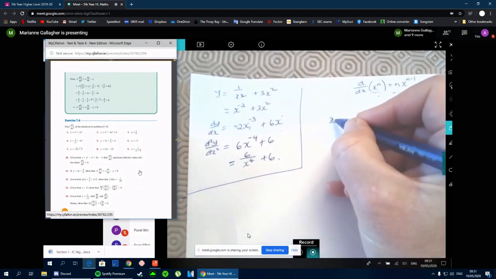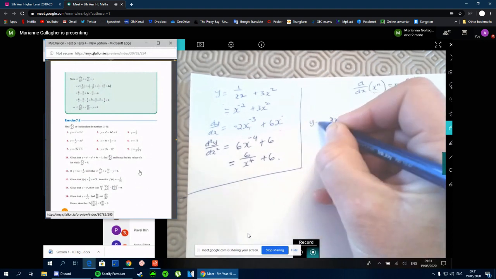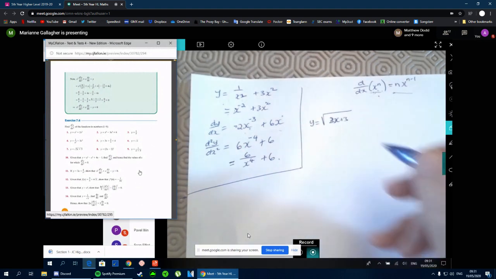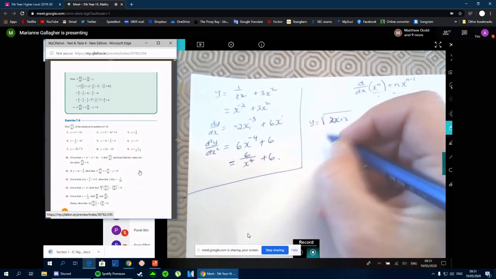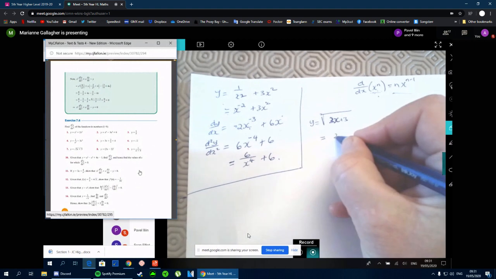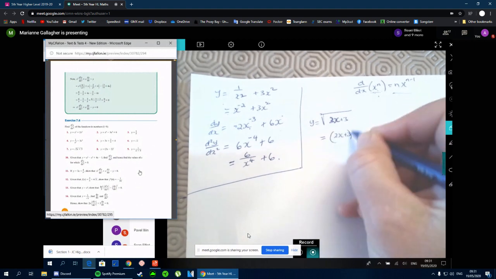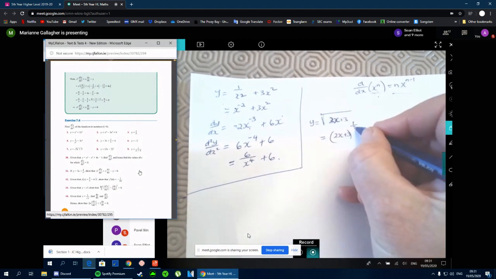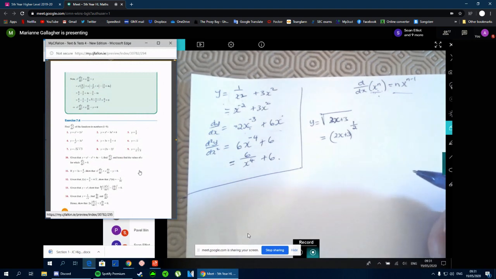Question 7, y is the square root of 2x plus 3. Again, to write it as a power, square root means there's a little 2 in there that we never bother writing. So it's 2x plus 3. There's no power under. This is the root, so it becomes the denominator of your fractional power.